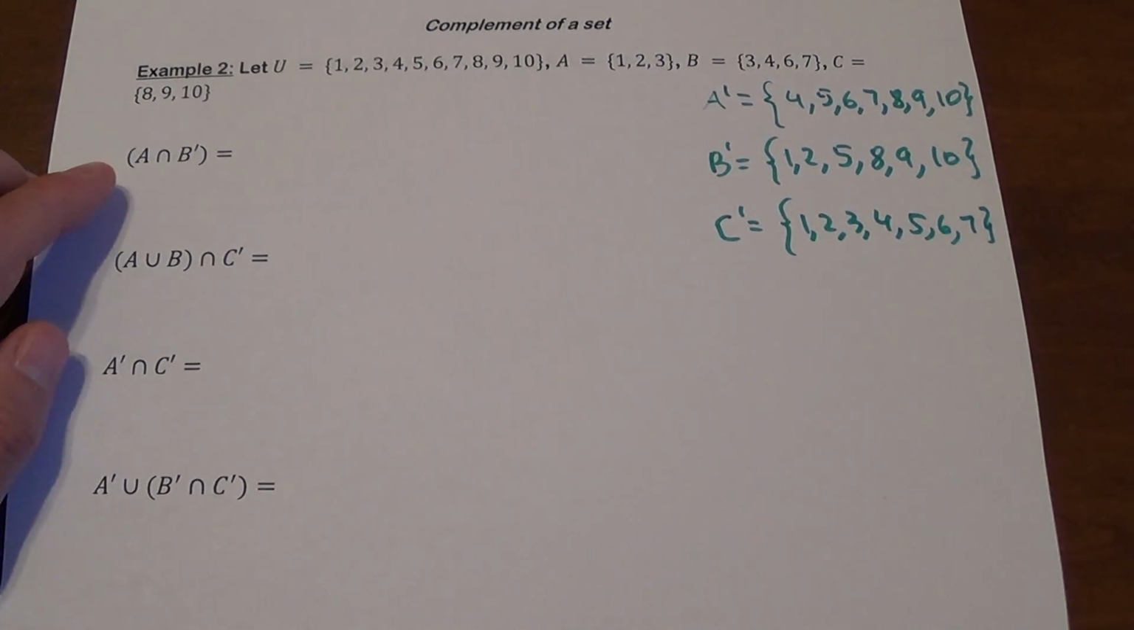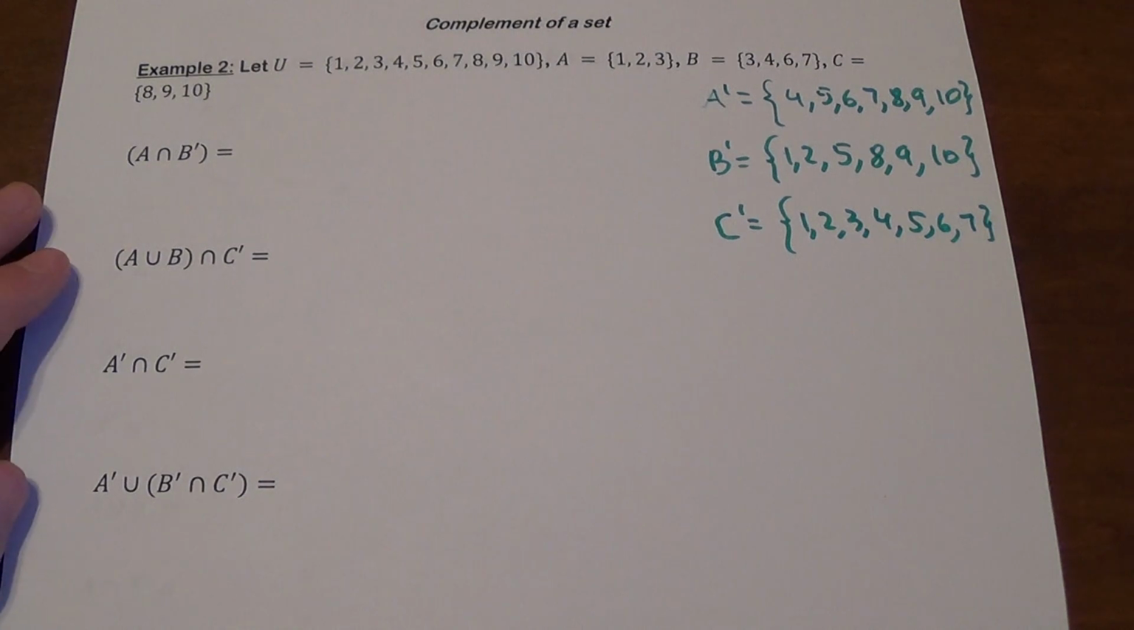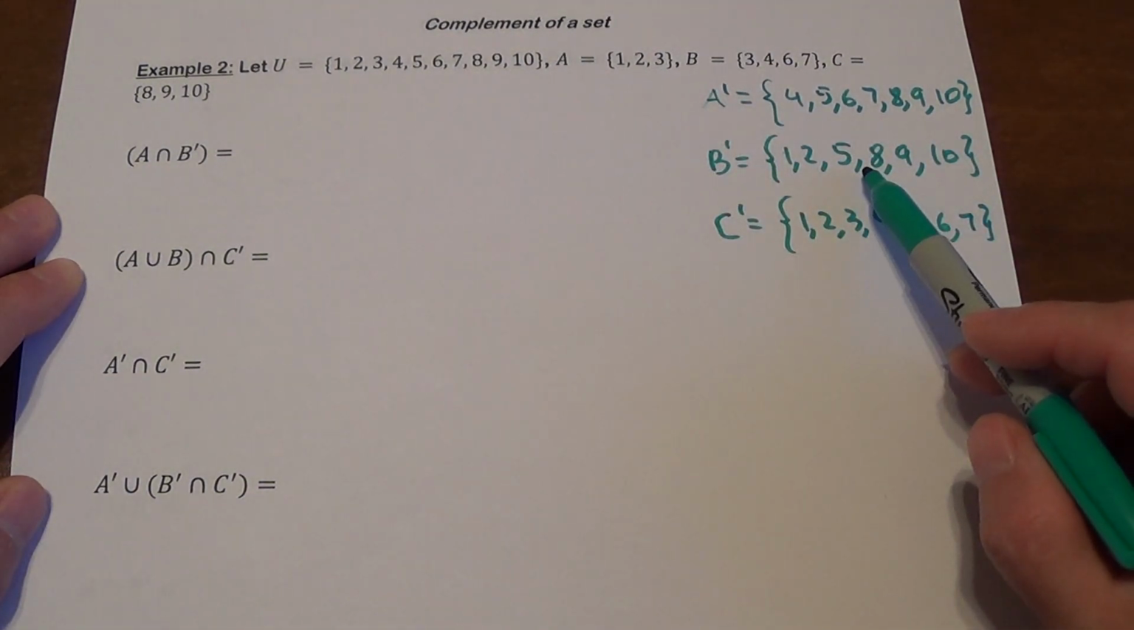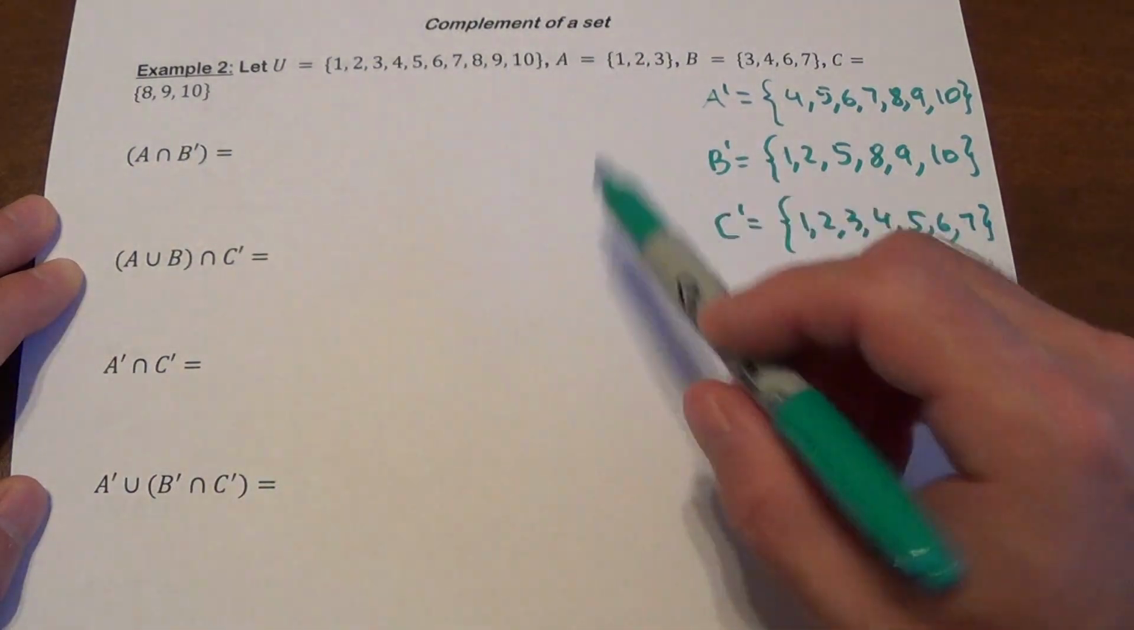So A intersect with B complement. So this is A, this is B complement. What do they have in common? Just 1 and 2.